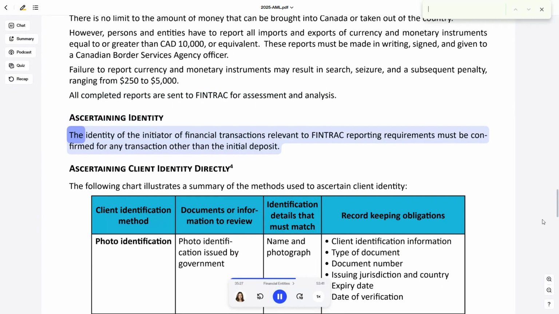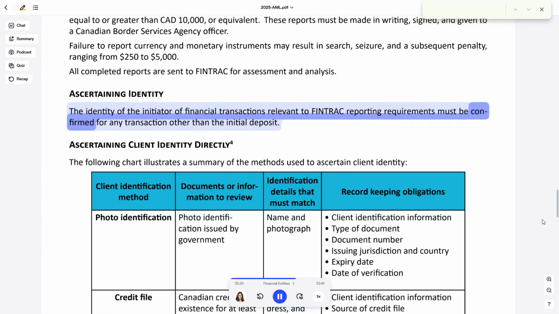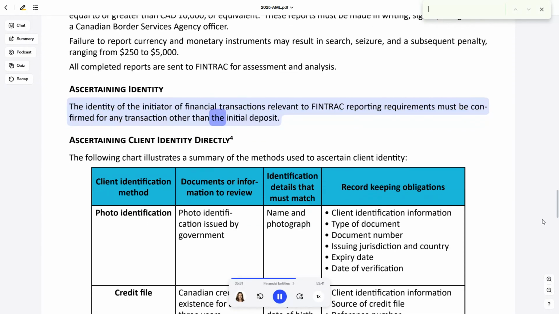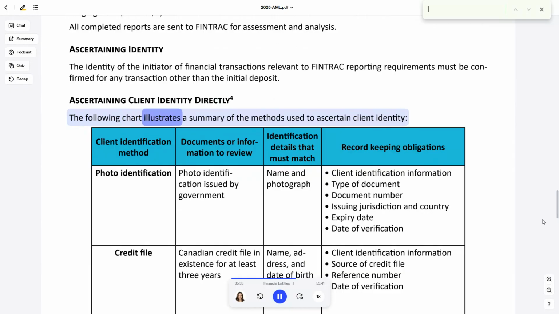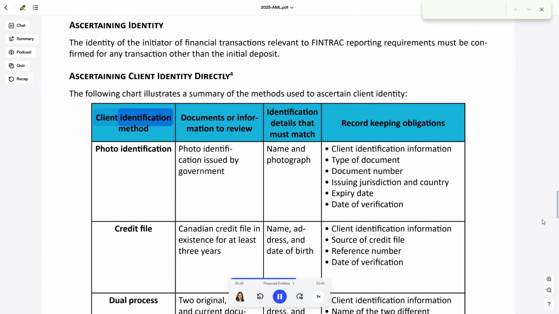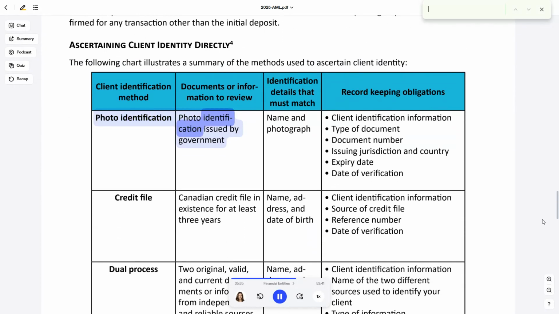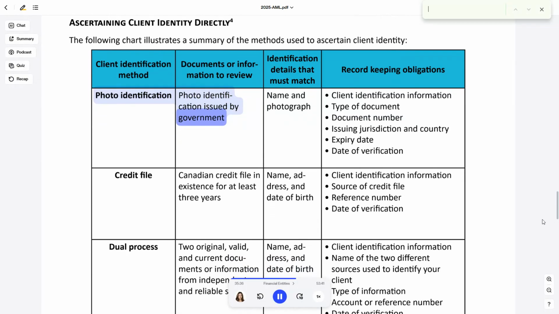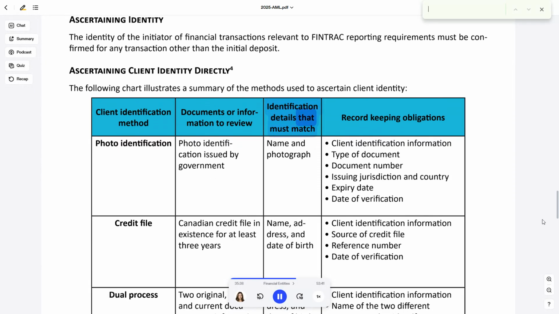Ascertaining identity. The identity of the initiator of financial transactions relevant to FINTRAC reporting requirements must be confirmed for any transaction other than the initial deposit. Ascertaining client identity directly. The following chart illustrates a summary of the methods used to ascertain client identity. Client identification. Method. Photo identification. Photo identification issued by government. Documents or information to review. Identification details that must match.